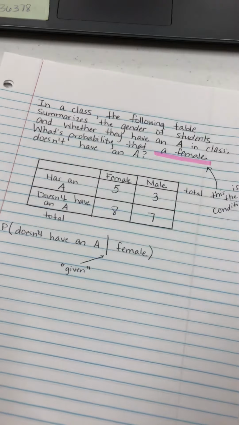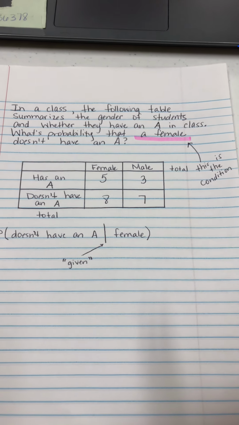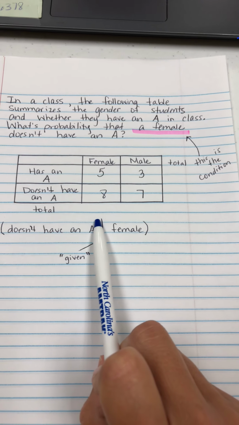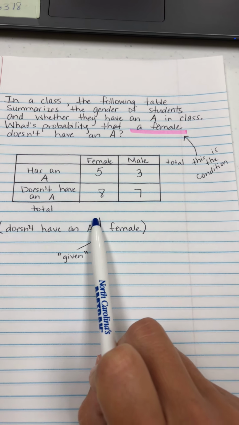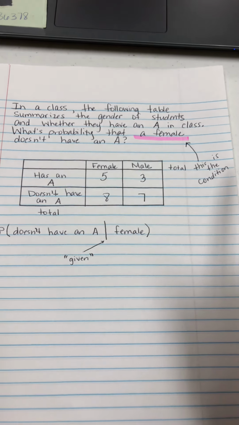Okay, here is another example. This is some conditional probability. It says that in a class, the following table summarizes the genders of students and whether they have an A in the class. What is the probability that a female doesn't have an A?